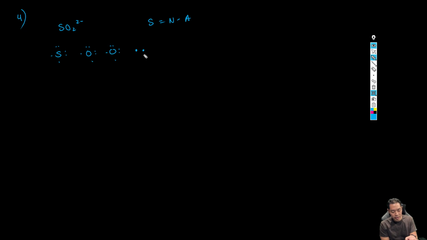All right, for number 4, we have SO2 2-, and we want to find the Lewis structure for that. So we're going to use S equals N minus A. So when you're looking at this, sulfur normally has 1, 2, 3, 4, 5, 6. Oxygen normally has 1, 2, 3, 4, 5, 6. And we have 2 of these. I'm going to draw it out. And then in the end, we have a 2 minus charge. So that means we have 2 extra electrons at the end. So that's kind of what's going on. We have sulfur 6 valence, oxygen 6 valence, oxygen 6 valence, and then 2 extra electrons at the end.